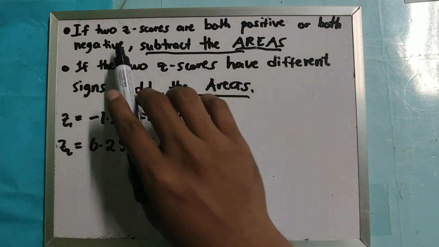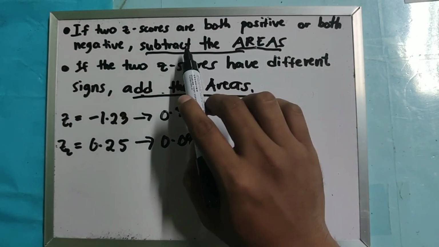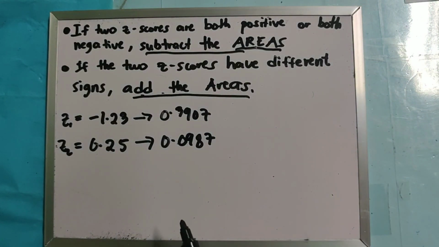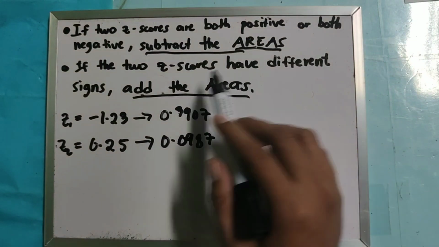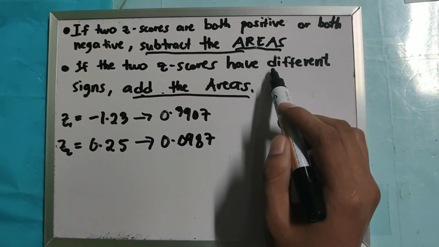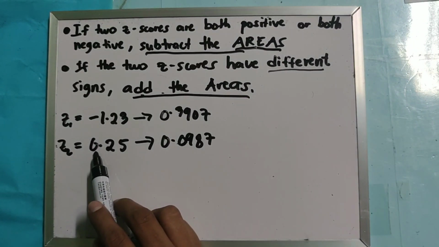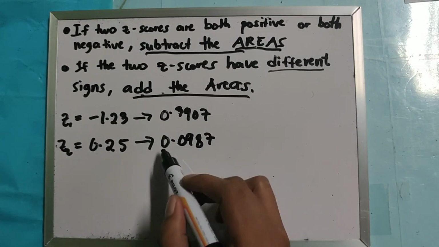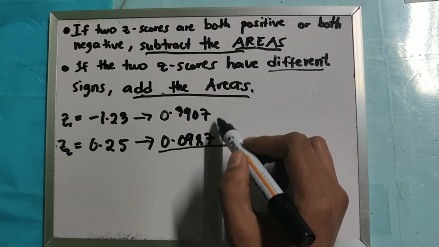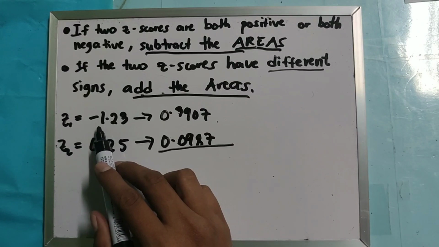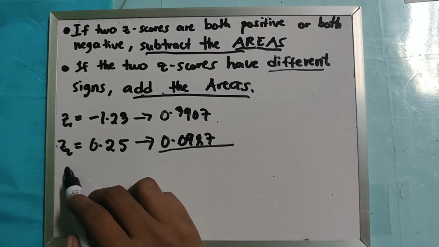Okay, anong gagawin? If two z-scores are both positive, subtract the areas. If two z-scores have different signs, add the areas. Are we going to add or subtract? We are going to add kasi the two z-scores have different signs. Yung unang sign, negative. Yung pangalawang sign, positive. So they are not having the same sign. We are going to add the areas, kasi hindi magkaparehas ang signs ng dalawang z-scores natin.